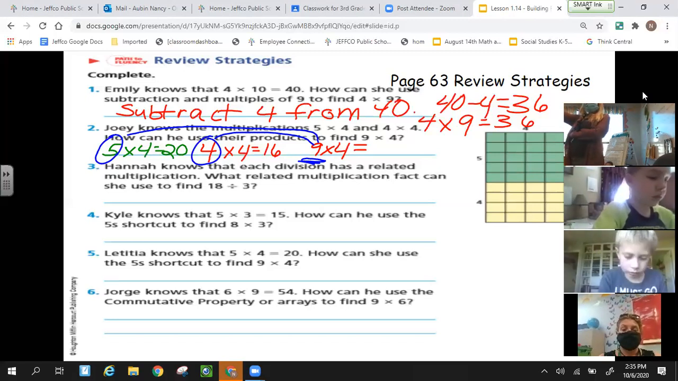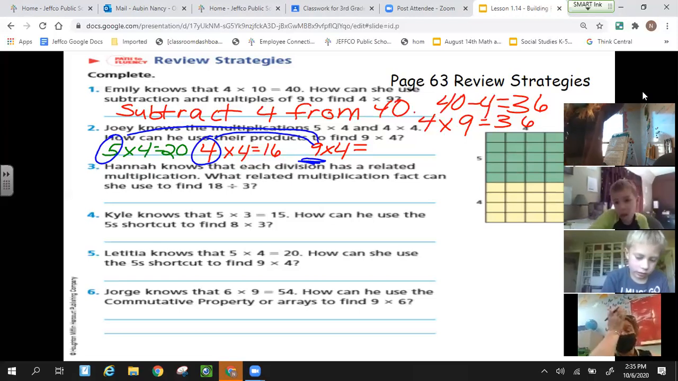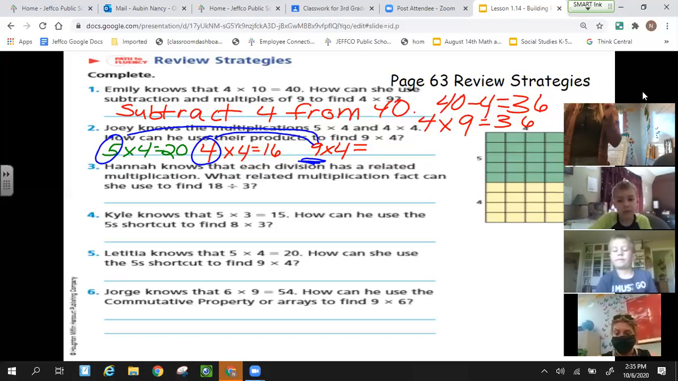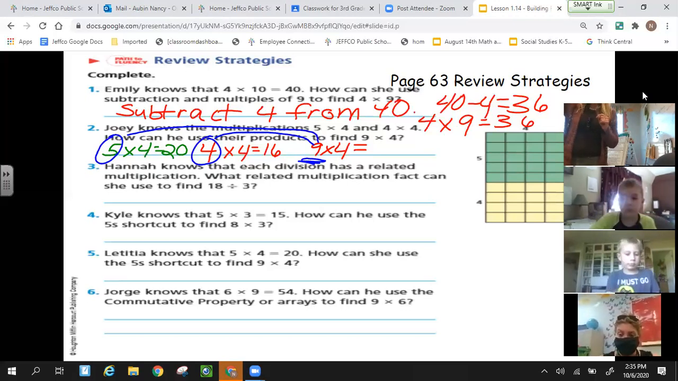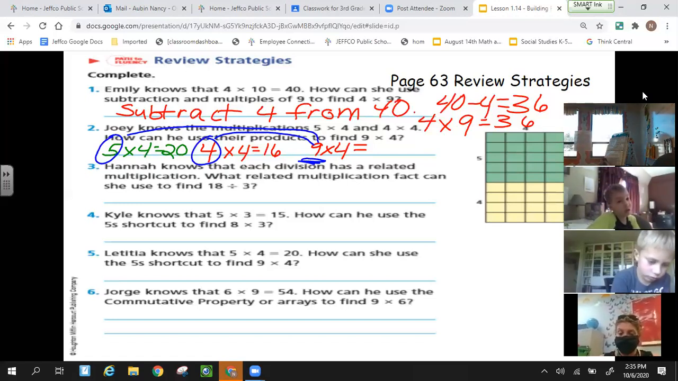Evie, what do 5 and 4 have in common? 4 plus 5 equals 9. Woo! You didn't hear Evie. She said 4 plus 5 equals 9. Correct. Therefore, what can you do, Lyric? You can add the answers or products.